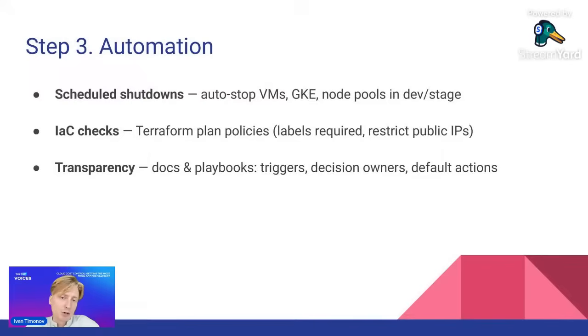The key is transparency for the whole team. Clear documentation with rules and playbooks showing what triggers an alert, who makes the decision, and what the default action is. In the end, these three steps, visibility, standards, and lightweight automation, deliver predictable savings without heavy processes. And most importantly for startups, this isn't a quarter-long project. It's a set of practices you can weave into product flow and start seeing impact within just weeks.